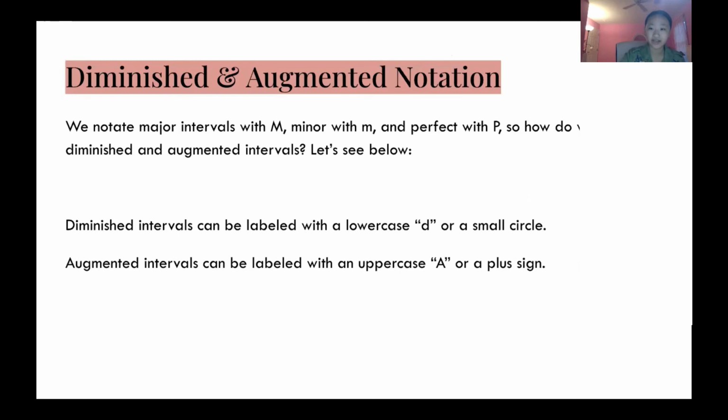Okay, and then the notation is a bit more complicated as well. As a reminder, major is with a capital M, minor is with a lowercase m, and perfect is with a capital P. The way you would notate diminished and augmented intervals: diminished would be a lowercase d, or you can do a small circle. The circle is usually not used with intervals, it's usually with chords, but just know if you see a small circle, that also means diminished. And then augmented is notated with an uppercase A or a plus sign. Just remember that, okay.